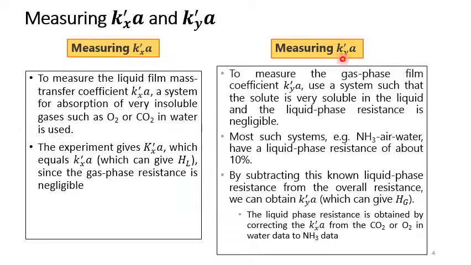Similarly, if you want to measure KYA, the gas phase film coefficient, you use a system such that the solute is a highly soluble gas in the liquid, and thus the liquid phase resistance is negligible. An example of such a system is NH3-air-water, so ammonia. Ammonia is very soluble in the liquid, so the liquid phase resistance is negligible.